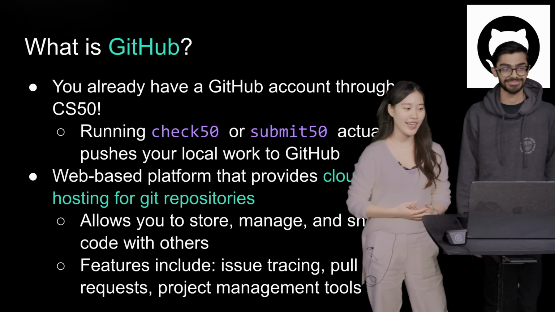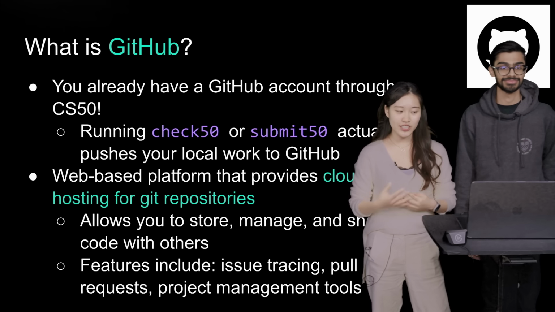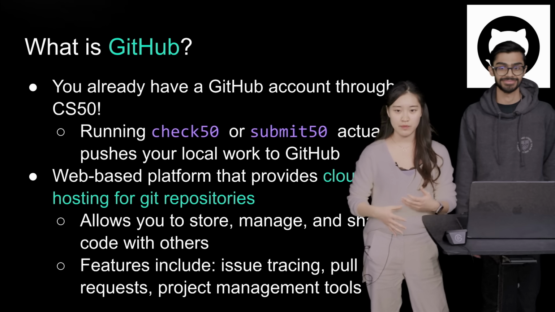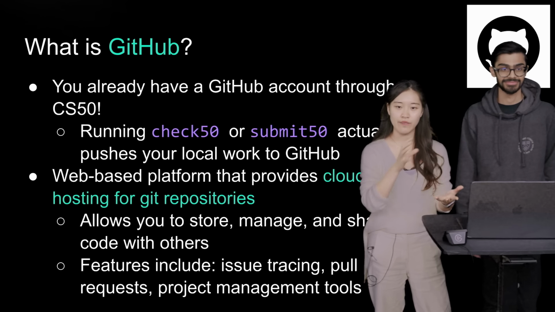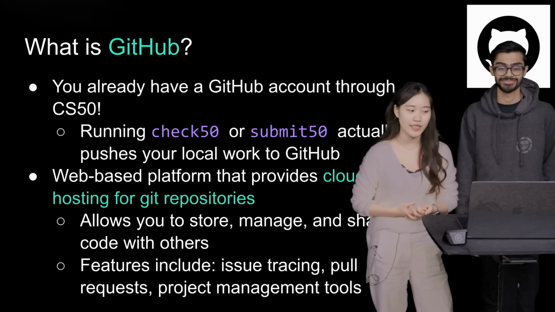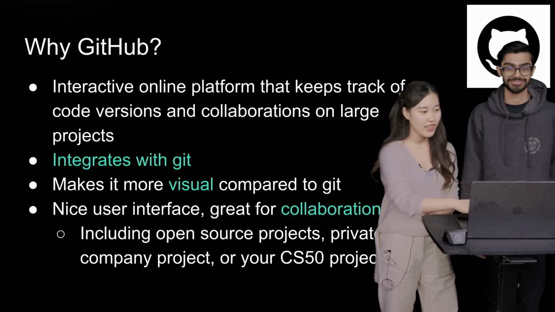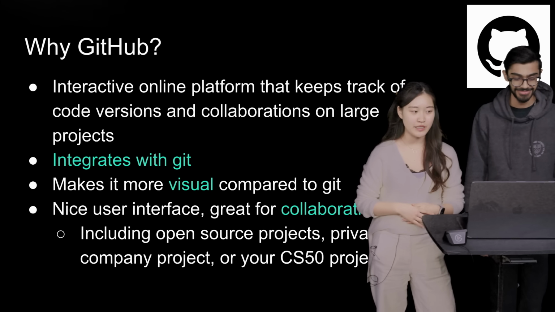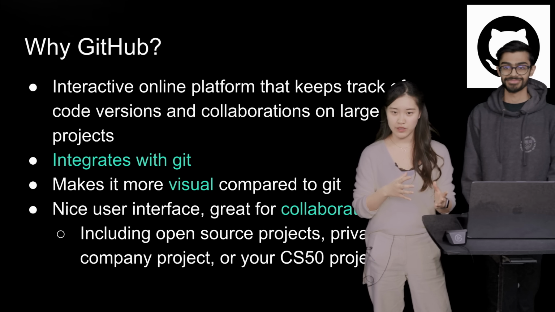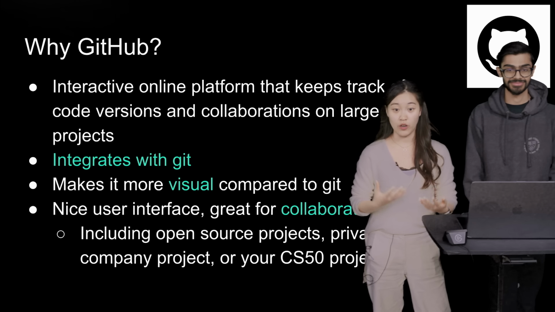So essentially, GitHub is a web-based platform that provides cloud hosting for Git repositories. It allows you to store, manage, and share your code with everybody else. It gives you a collaborative space to take what you have locally stored on your computer and share it with anybody else. Features of GitHub include issue tracking, pull requests, project management tools, and so much more. The reason why we use GitHub is because it's an interactive online platform, and you're not only bounded to what you have stored locally, but you can collaborate on your code with others and embark on large projects.